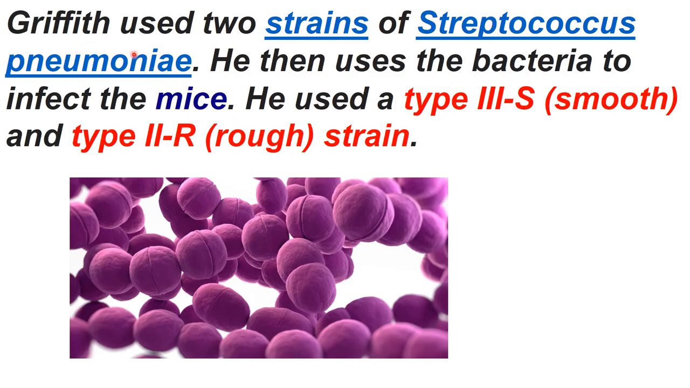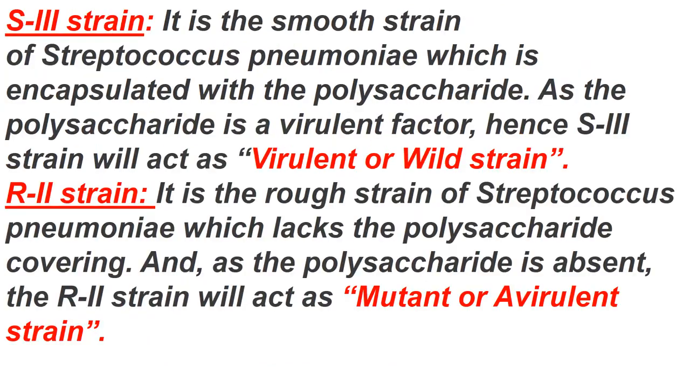So these 2 strains are available in Streptococcus pneumoniae bacteria. Griffith used these 2 types of strain for his experiment, and he used these 2 strains of the bacteria to infect the mice. Properties of these 2 strains. S strain is called the smooth strain of bacteria, which is encapsulated with polysaccharide, means a polysaccharide covering is present over this bacteria.